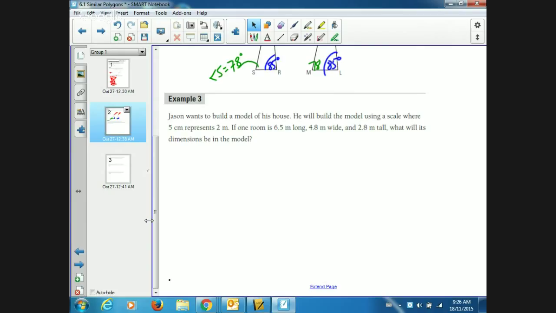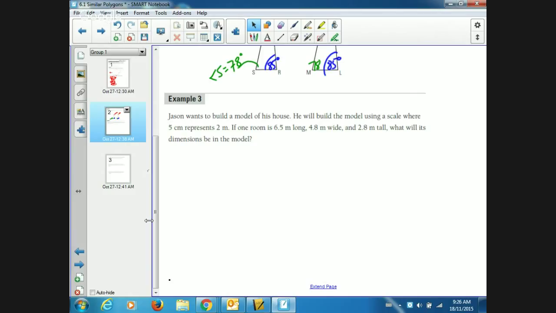Now let's read one without a diagram. Jason wants to build a model of his house. He'll build the model using a scale where 5 centimeters on the diagram represents 2 meters in the real house. Okay. One room is 6.5 meters long, 4.8 meters wide, 2.8 meters tall. What will be the dimensions of his model?